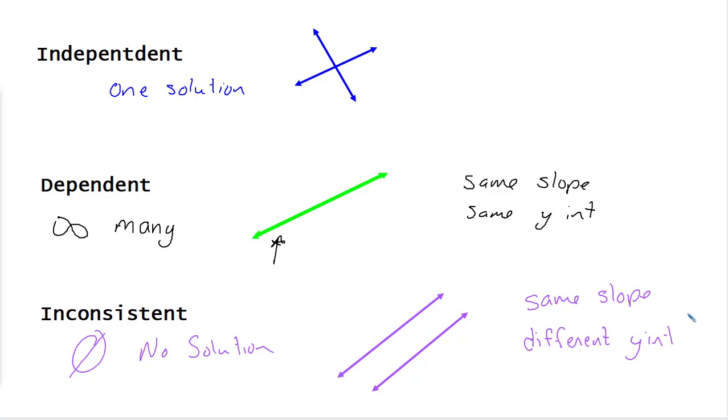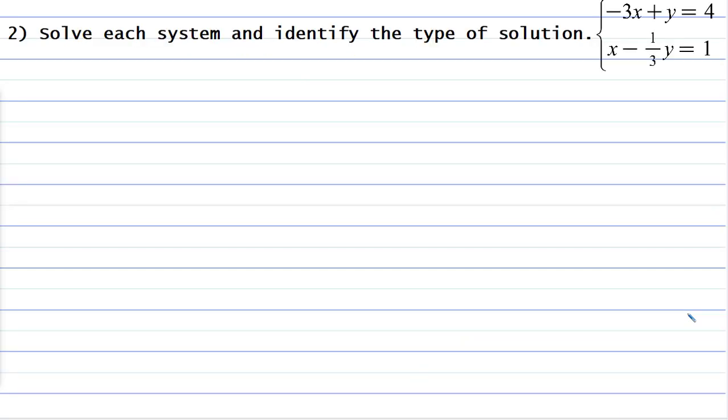So let's go ahead and do a couple of problems. We're going to solve each system, and we're not going to graph it this time, but we're just going to identify the type of solution it's going to have, just by getting it to where it's y equals. So we're going to take one equation at a time. The top one is what I'm going to start with. I'm going to pause the video and y'all solve it and then check your answer. You should have come up with y equals 3x plus 4.